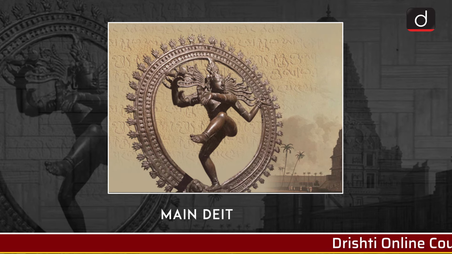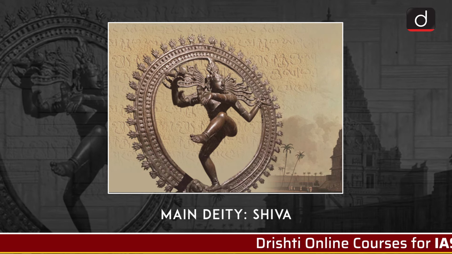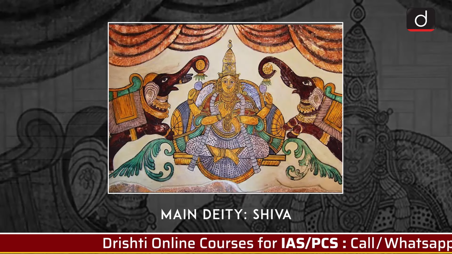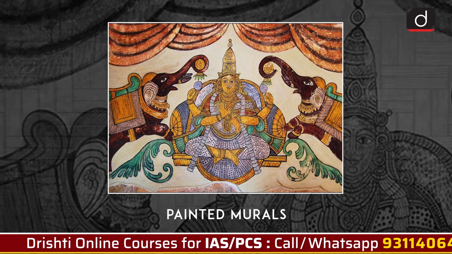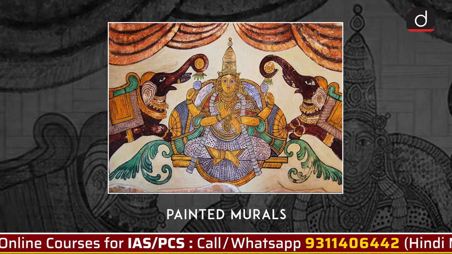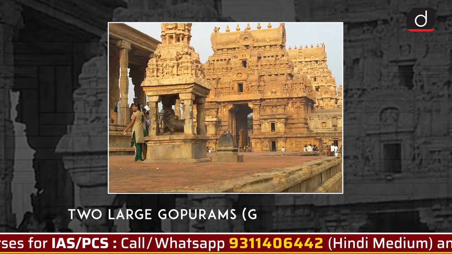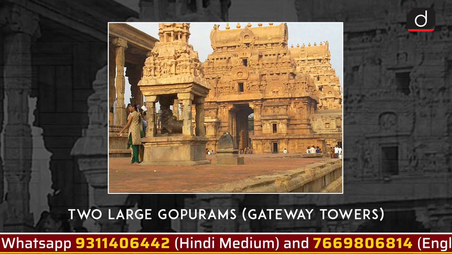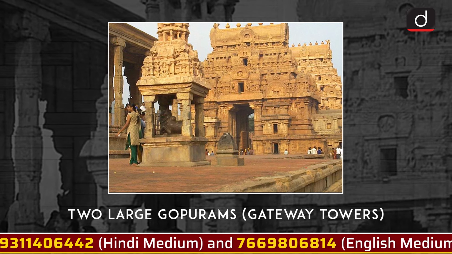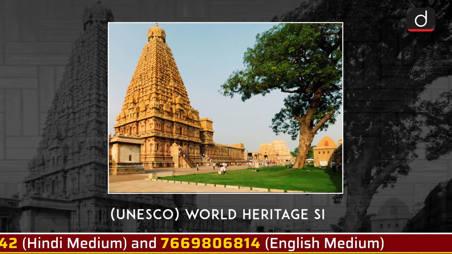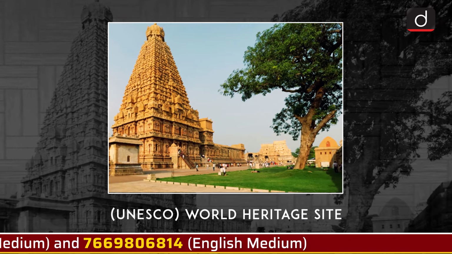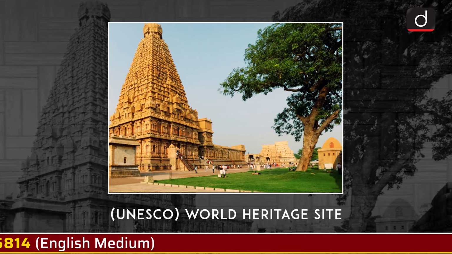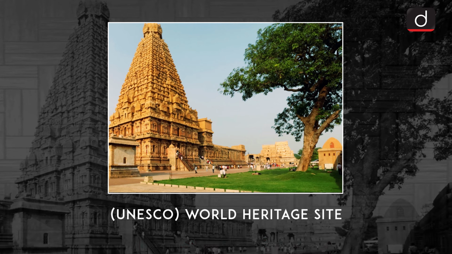The main deity of the temple is Shiva, who is shown as a huge lingam set in a 2-storied sanctum. Painted murals and sculptures decorate the walls surrounding the sanctum. It is in this temple that one notices for the first time 2 large gopurams or gateway towers with an elaborate sculptural program which was conceived along with the temple. The Brihadeshwara temple is part of the United Nations Educational, Scientific and Cultural Organization or UNESCO World Heritage Site among the great living Chola temples.